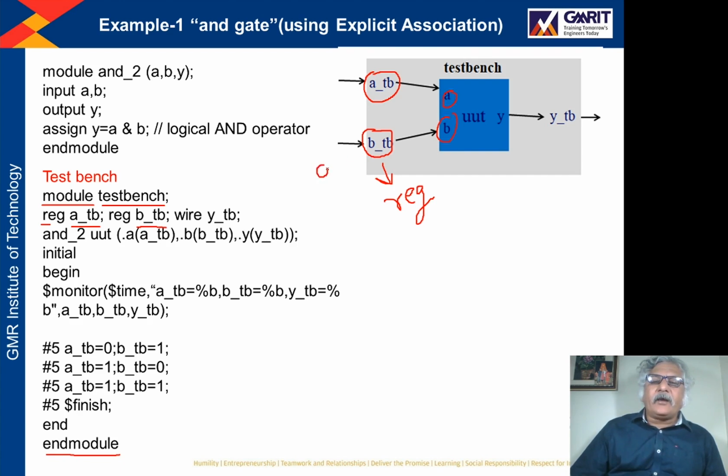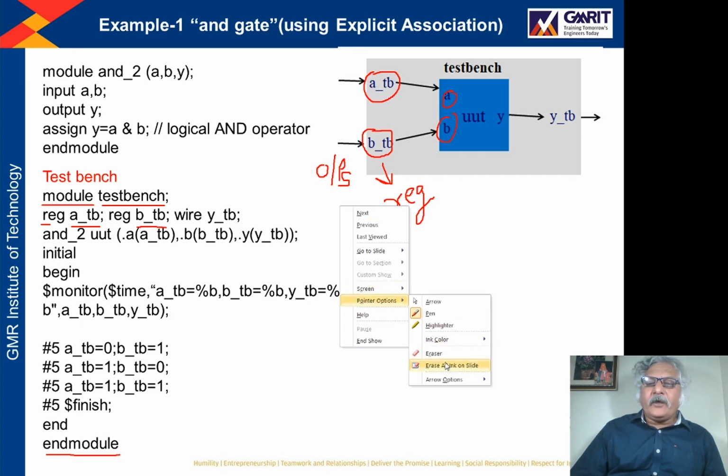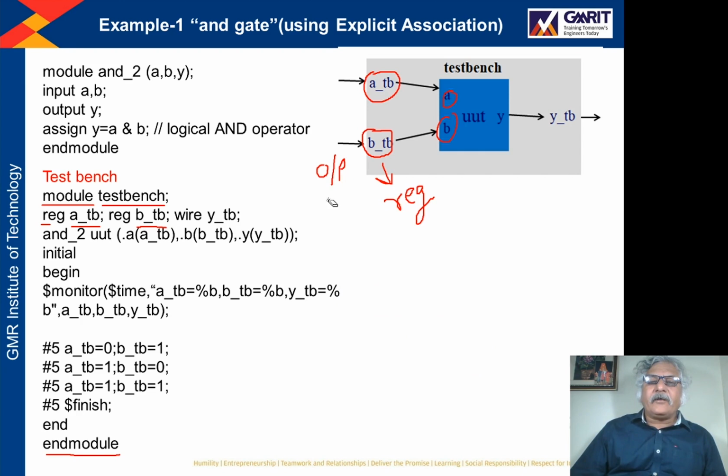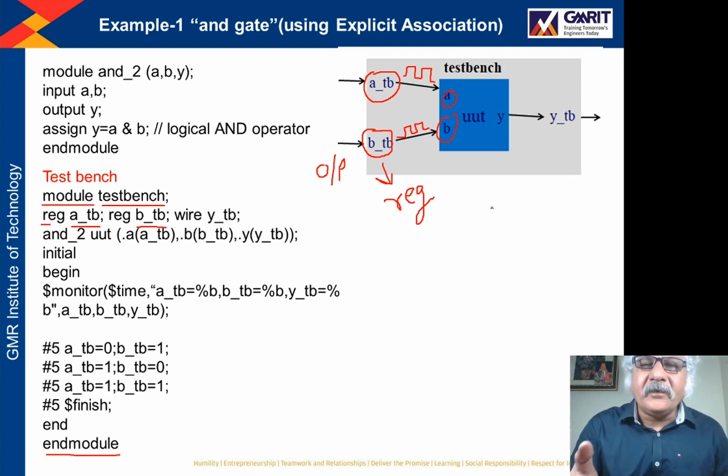If you see these pins, these are basically the output pins of the test bench, because from these pins some signals will be generated by the test bench, and these signals will be received by the inputs A and B. So basically these are output pins, right? And some values will be assigned to these pins, right?